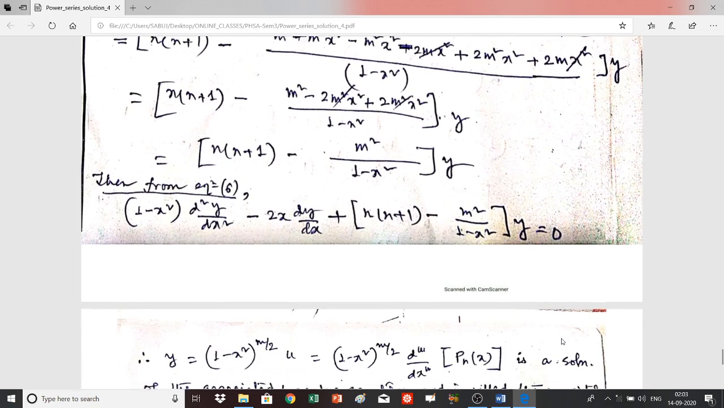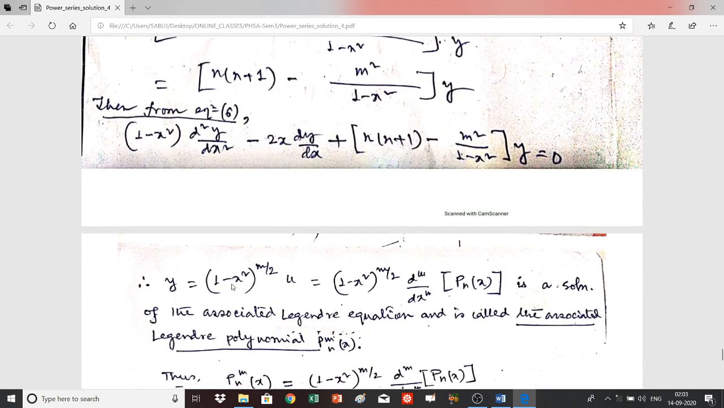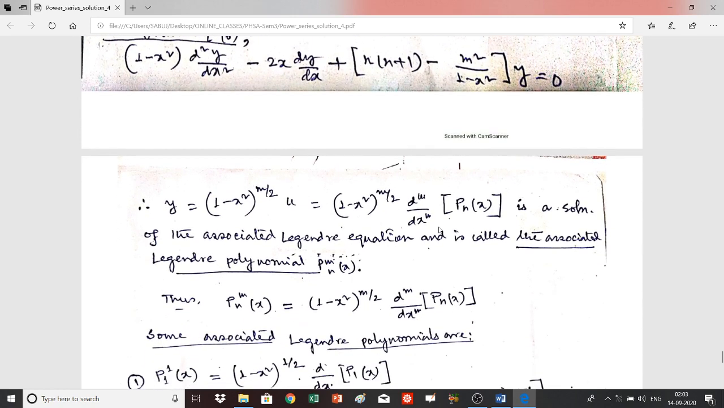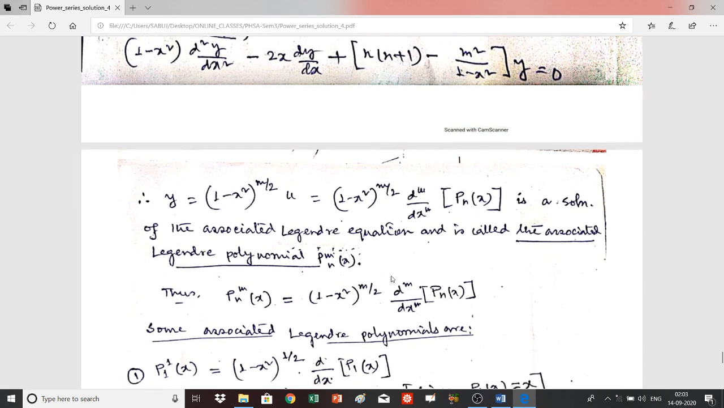So y is equal to 1 minus x square to the power m by 2 into u, that is equal to 1 minus x square to the power m by 2 into d^m by dx^m of Pn(x), is a solution of the associated Legendre equation, because using this we finally obtain this equation. So from this we can conclude that y is equal to this, that is 1 minus x square to the power m by 2 d^m by dx^m of Pn(x), is the solution of the associated Legendre equation.